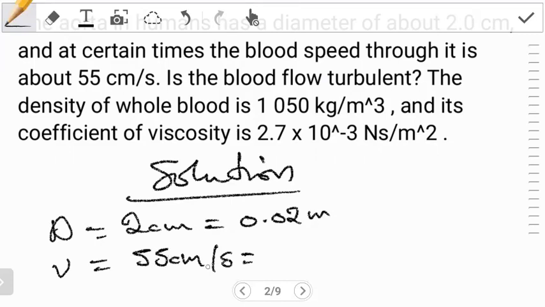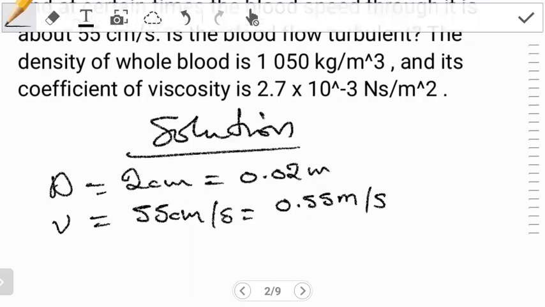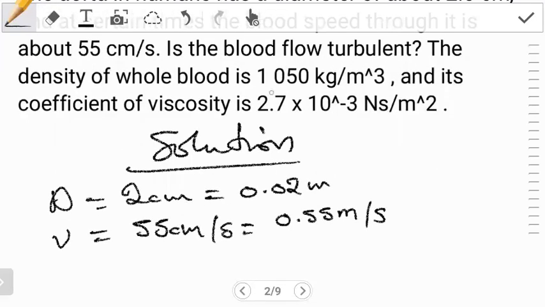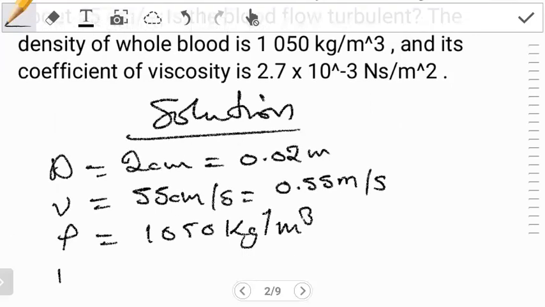So I hope you guys will be able to perform the conversion without struggling. So that's the value that we get. Is the blood flow turbulent? That's the question we're being asked here. Then they go on to give us the density of blood, that is 1050 kg per meter cubed, and the coefficient of viscosity, given as 2.7 by 10 to the power negative 3 Newton second per meter squared.